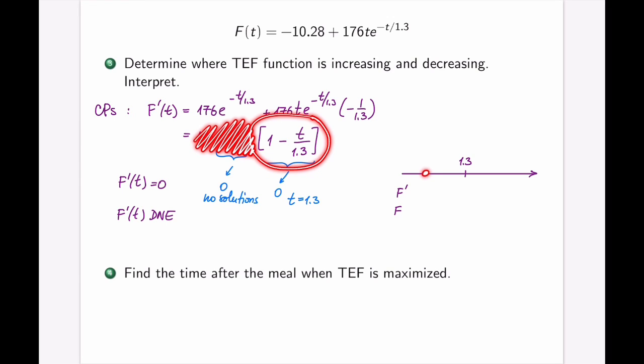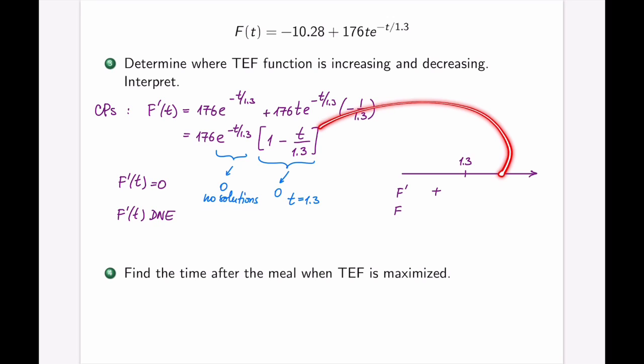If I pick a point here, for example, 0, and plug in for this bracket for t, I will notice that I end up with a positive number. 1 minus 0 is going to be positive, so my function here is positive. If I pick a number on this side, for example, 1 million, and I plug it in for t in this bracket here, I will have 1 minus a big number, so it's going to be negative.